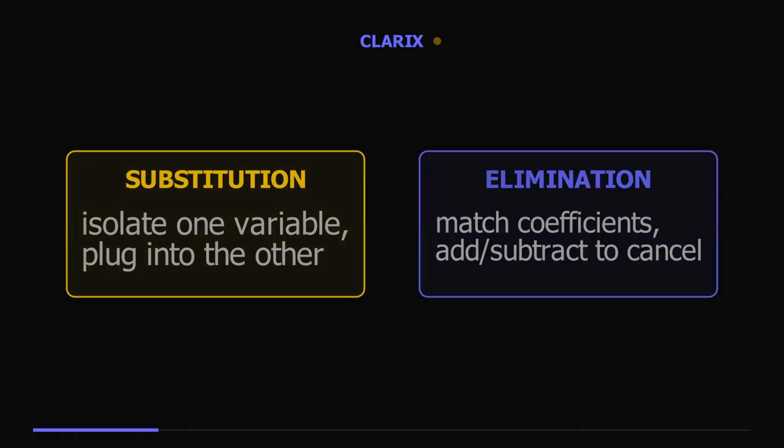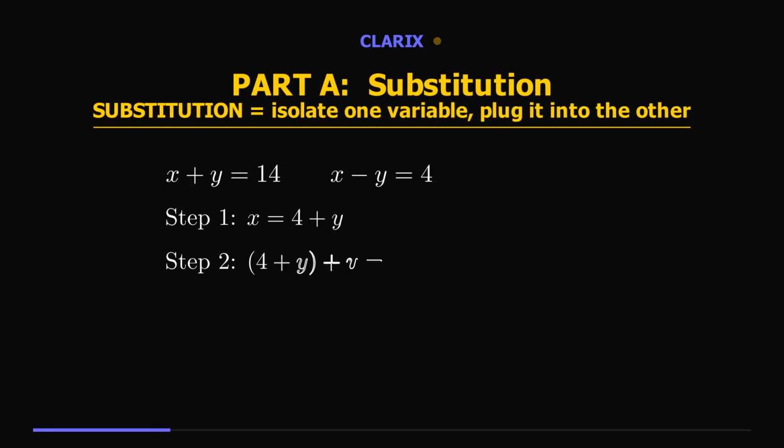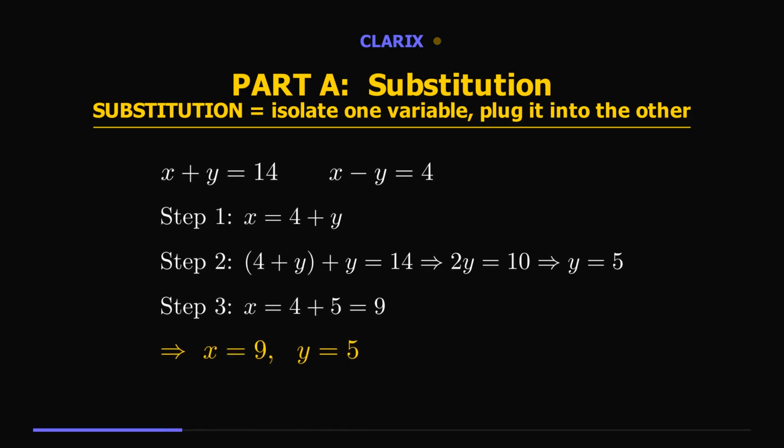slow and clear. Substitution. The idea in one line: get one variable alone from one equation, then plug that into the other. That turns two equations in two unknowns into one equation in one unknown, which you can just solve. Let's do it. Equation 1, x plus y equals 14. Equation 2, x minus y equals 4.